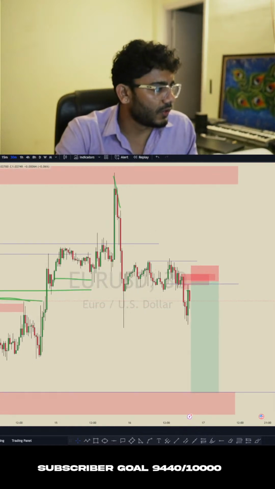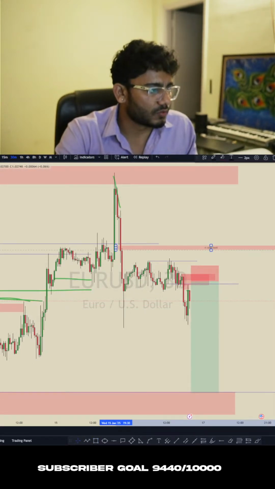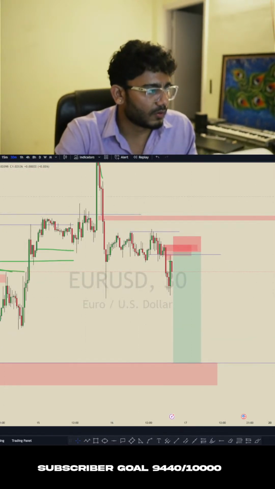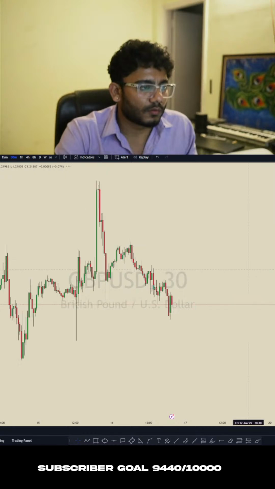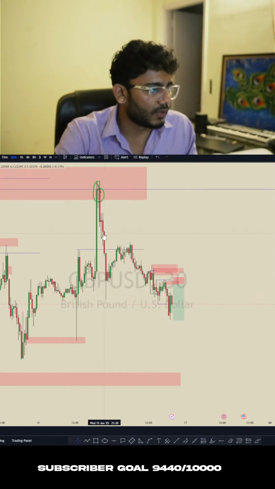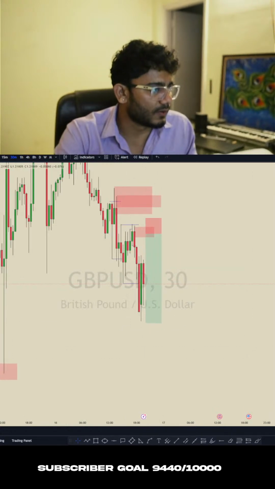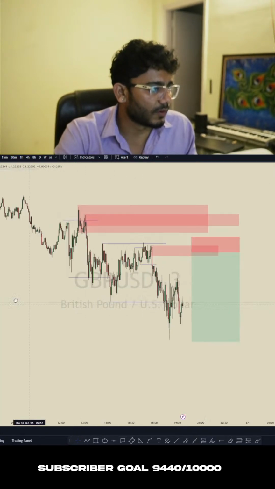On Euro, we also have this imbalance. So if this breaks, then we need to look for a change of character from here because we don't have any order block. On GU, I don't think we have anything. So I think price will react from GJ directly here because everything is mitigated to the upside.